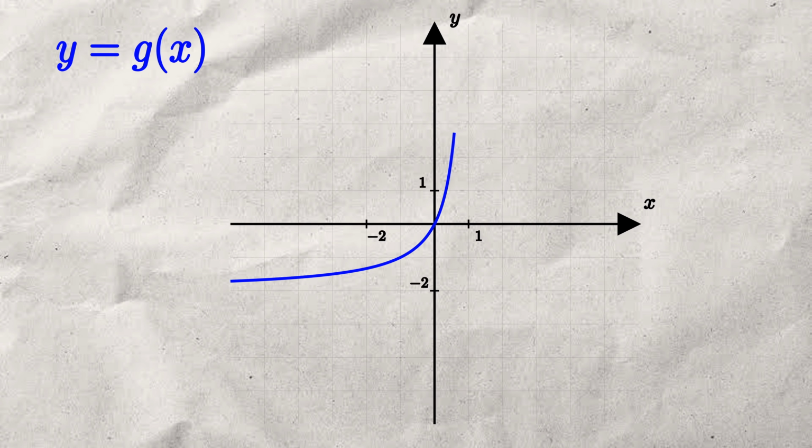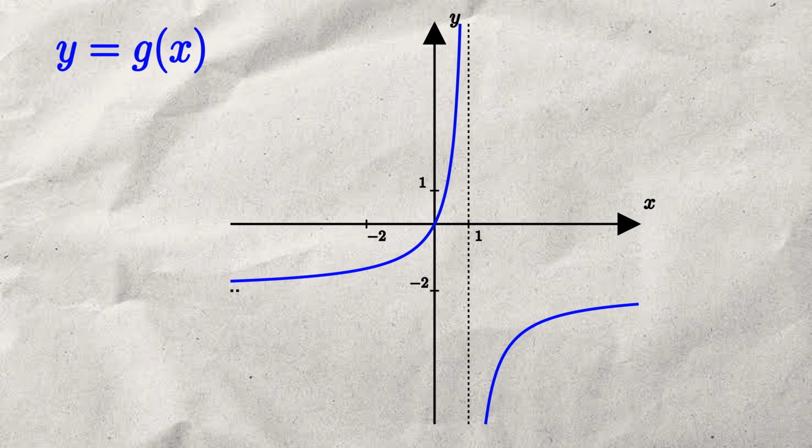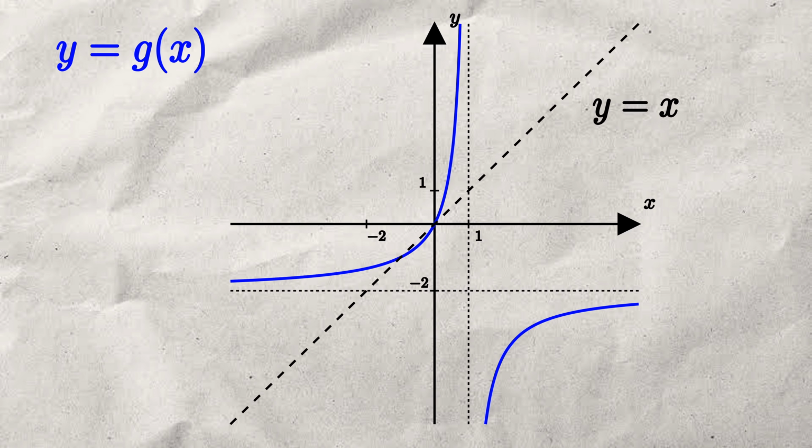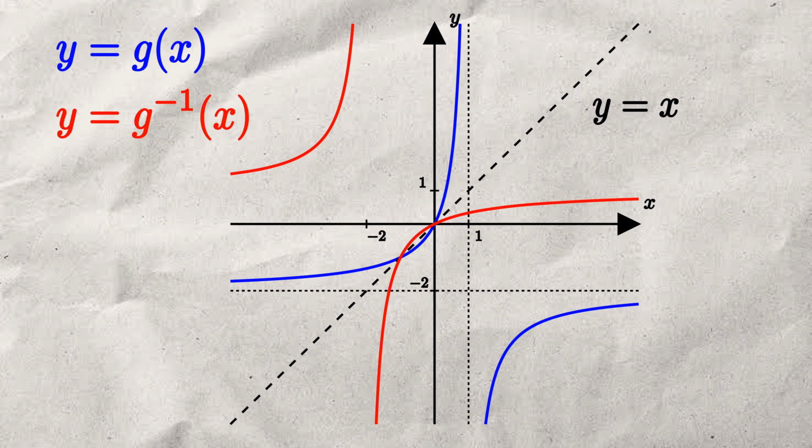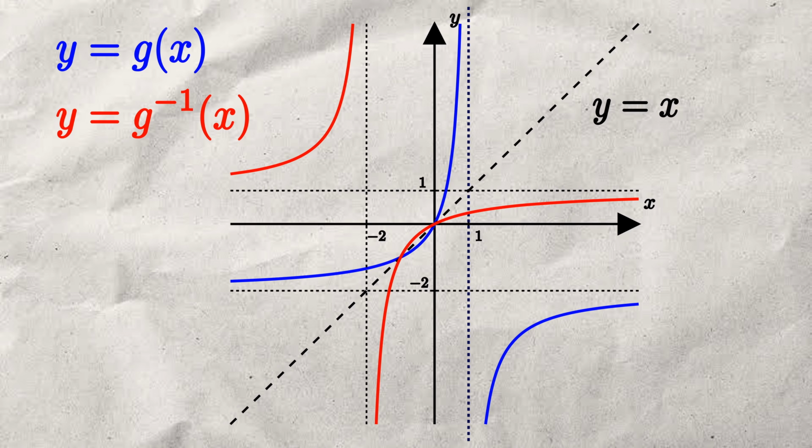Now here's the graph of g of x. G of x has a vertical asymptote and it has a horizontal asymptote. Now we're going to reflect g of x over the line y equals x. And we're going to get this red graph. And this red graph also has a vertical asymptote and it has a horizontal asymptote. Now notice something. The vertical asymptote of the blue is now the horizontal asymptote of the red. And the horizontal asymptote of the blue is now the vertical asymptote of the red. So believe me when I tell you that the inverse function is really the undo button.